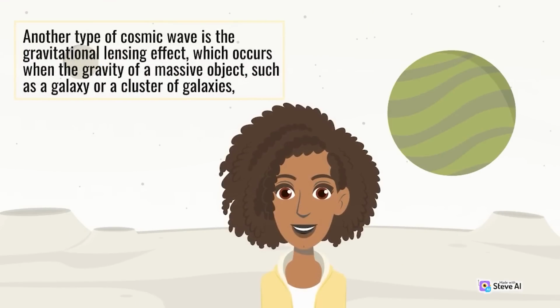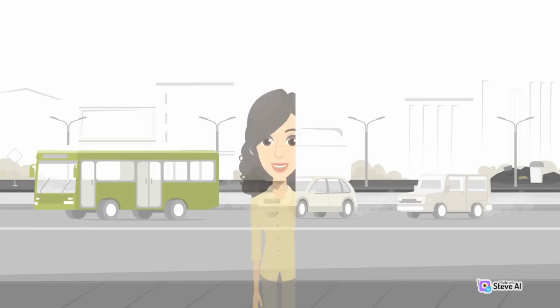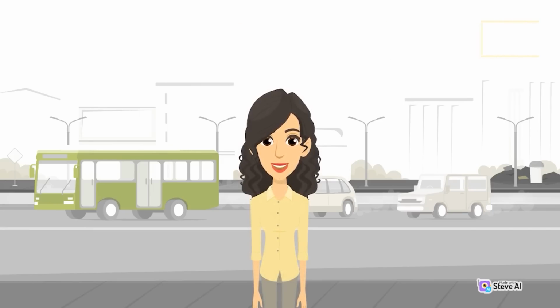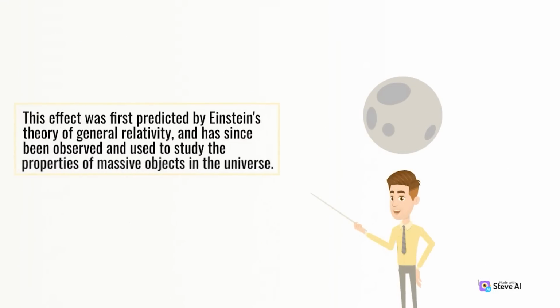Another type of cosmic wave is the gravitational lensing effect, which occurs when the gravity of a massive object, such as a galaxy or a cluster of galaxies, bends and distorts the path of light from a more distant object. This effect was first predicted by Einstein's theory of general relativity, and has since been observed and used to study the properties of massive objects in the universe.